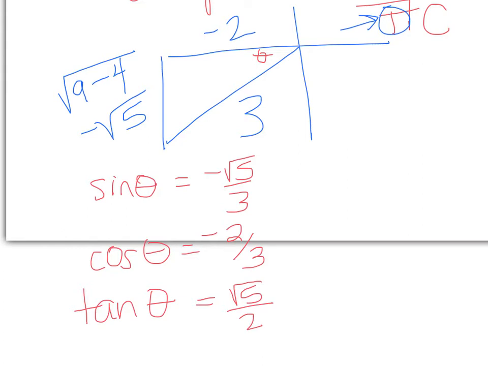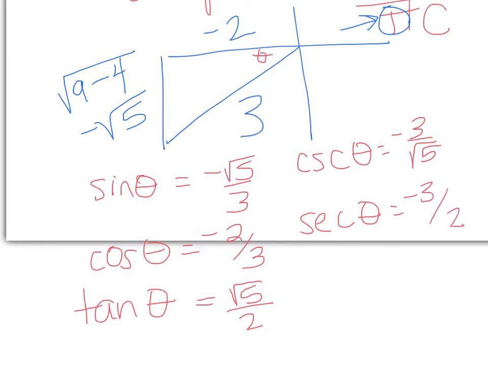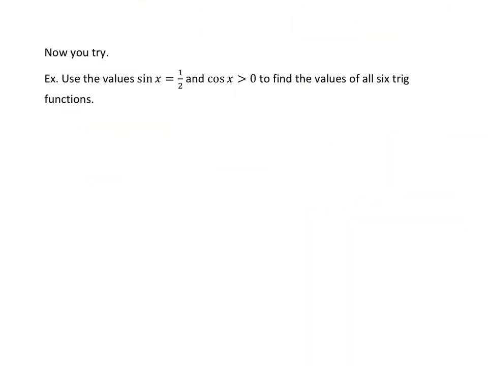Then we do the reciprocals, the cosecant. We're going to have negative 3 over radical 5, no need to rationalize. Secant theta, negative 3 halves, you better get that one right. And cotangent theta, 2 over radical 5. Okay, you try setting up this triangle and seeing if you can get them all on your own.